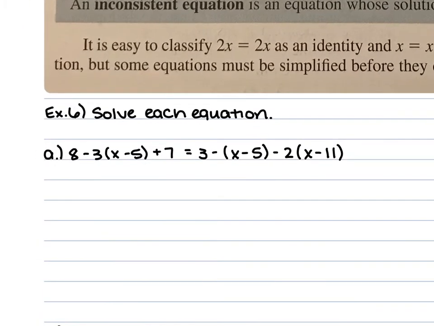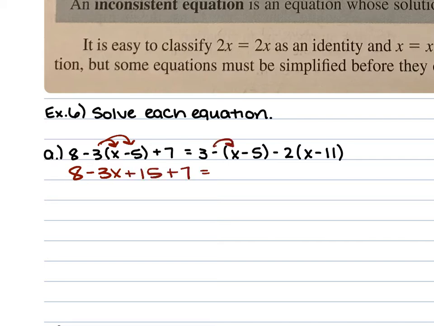For example, 6a, we have 8 minus 3 times x minus 5 plus 7 is equal to 3 times the opposite, 3 minus x minus 5 minus 2 times x minus 1. So I'm going to distribute the negative 3. This is going to leave me with 8 minus 3x plus 15 plus 7.